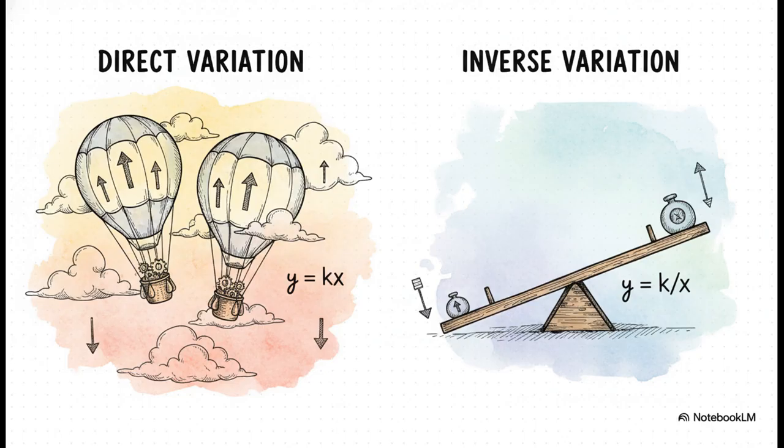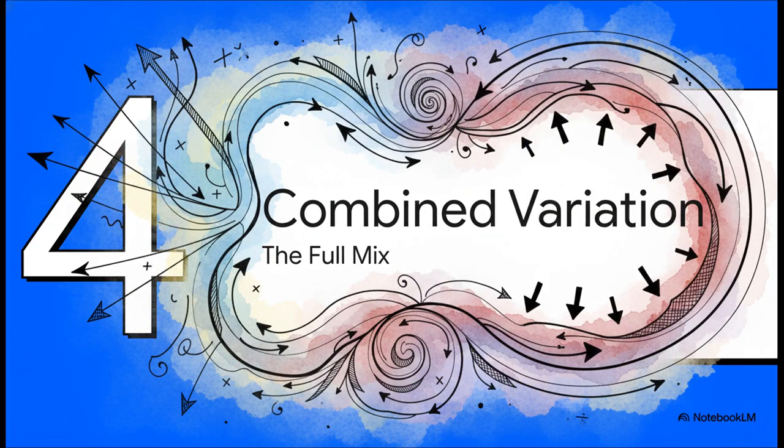Direct variation on the left, y equals k times x. They go up together, they go down together. Inverse variation on the right, y equals k divided by x. They're opposites. It really all just comes down to one thing. Are we multiplying or are we dividing? That's it. All right, we've learned the individual dance moves. Now it's time for the big finale where we put it all together.